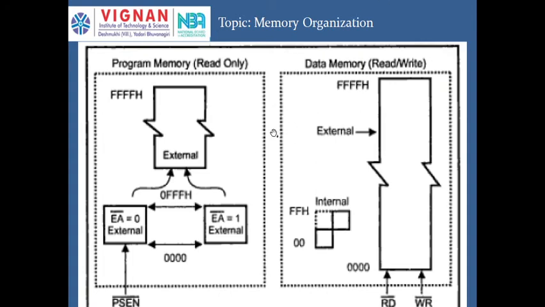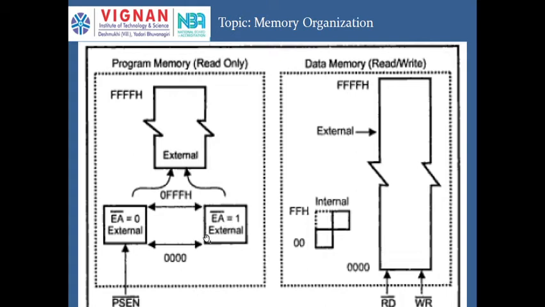If you observe this diagram, this is the program memory, which can be used as external or internal, available as 64K, that is 0000H to FFFFH, where 0000 to 0FFFH is the 4 kilobytes of on chip memory. If you want, you can go for on chip or off chip. There is a small printing mistake here: EA bar equal to 0 is external, and this is internal.